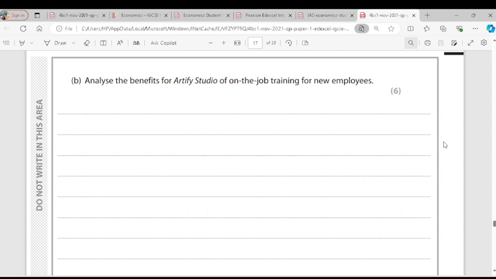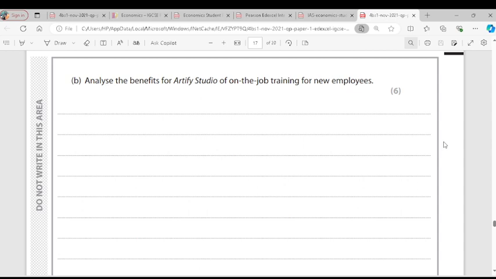So the benefits of on-the-job training: one, it means Artifice Studio can use its existing employees to train the new employees, as this allows the new employees to see the work carried out at the studio and understand what their responsibilities will be when the new studio opens. Because Artifice Studio is opening a new studio, it needs to train its employees. Using on-the-job training means the new employees will be trained by existing ones, so they will see what happens in the existing studio and know what is expected of them when the new studio opens. That's the first benefit of on-the-job training.